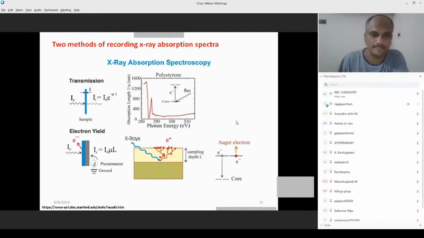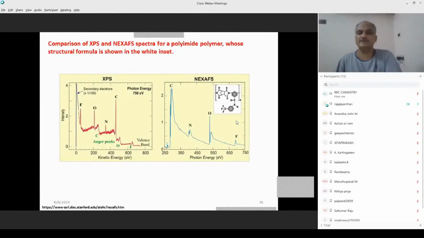Next, what is the difference between the XPS spectra and NEXAFS spectra? We are all familiar with XPS because we studied X-ray photoelectron spectroscopy in our undergraduate and postgraduate courses. And what is the main difference? Because both use X-rays, and both are X-ray techniques. XPS is an emission technique, but in NEXAFS the atom is not emitted. The atom remains in the neutral state.